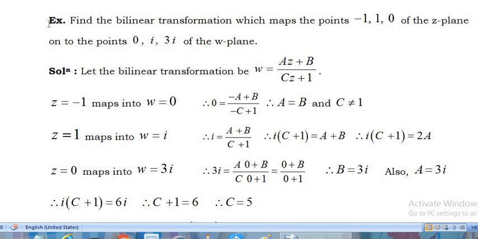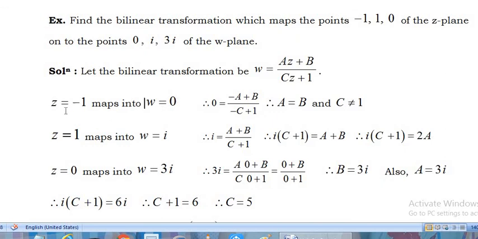Another problem: find the bilinear transformation which maps the points minus 1, 1, 0 of the z plane onto the points 0, i, 3i of the w plane. Solution: let the bilinear transformation be w equal to (az plus b) upon (cz plus 1).